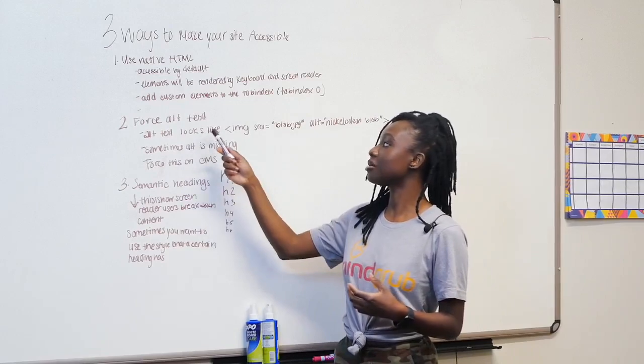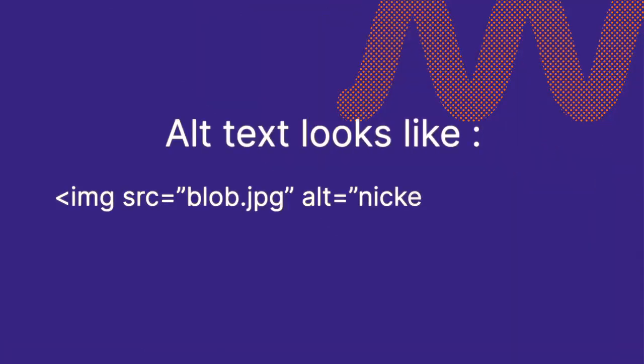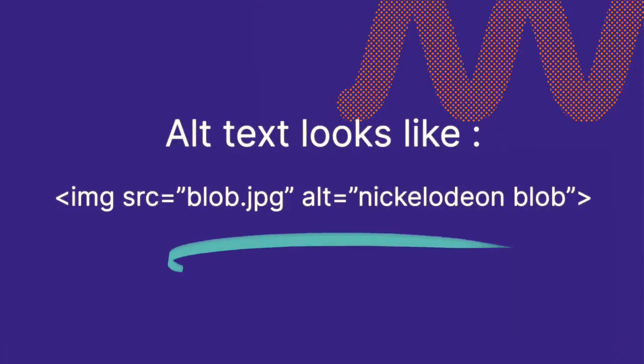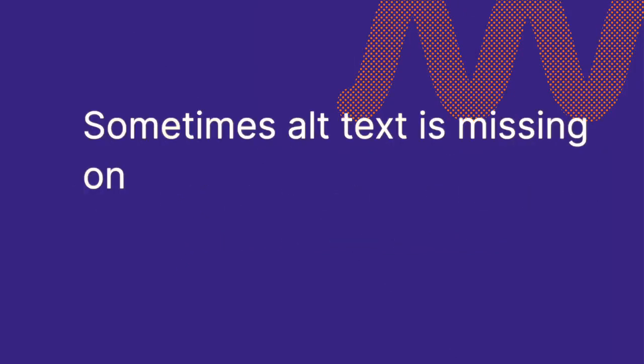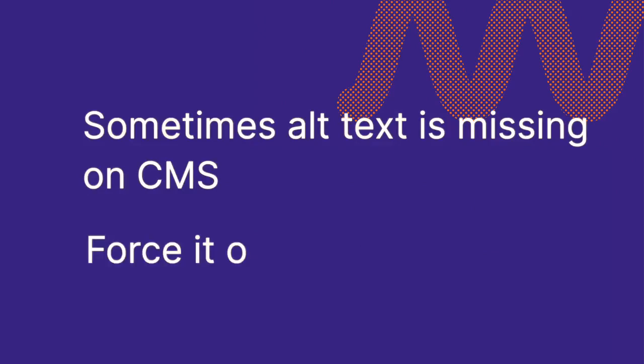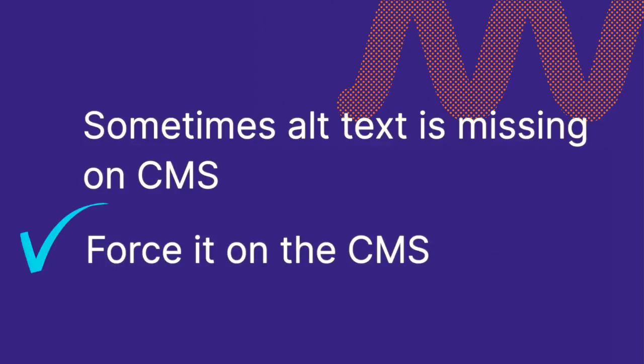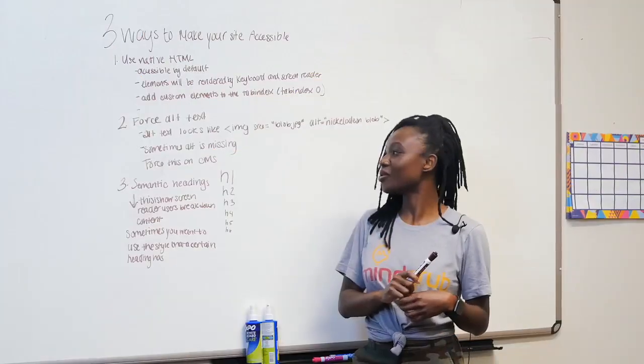So alt text looks something like this. You have your image tag, the source, and then you'll have your alt attribute, and this is what is announced by the screen reader. However, sometimes this is omitted and it's missing in the CMS. And so that's why it's a good idea to force it, because then it'll be a foolproof way to make sure that you have alt text on your media.